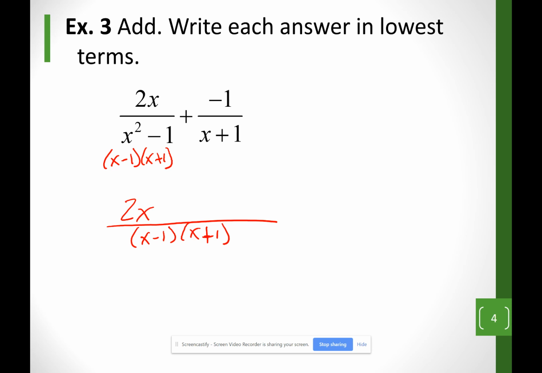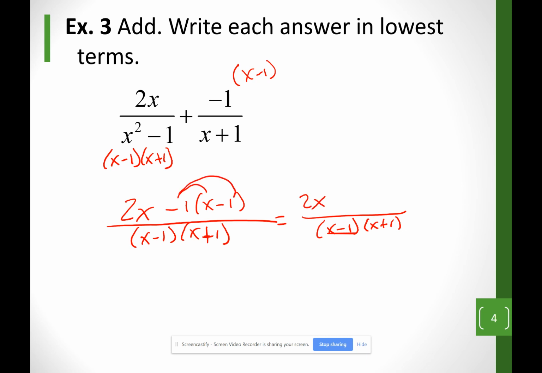I'm not missing anything. For the second fraction, from the two parentheses that I need at the bottom, it seems like I'm missing the x minus 1. So I'm going to multiply my negative 1 times x minus 1. Once again, at the bottom, I have x minus 1, x plus 1. I'm not doing anything to the bottom. Now, on the top, let me get rid of parentheses. So I have 2x, that has nothing to do with parentheses. Let me distribute the negative 1. So minus x plus 1.